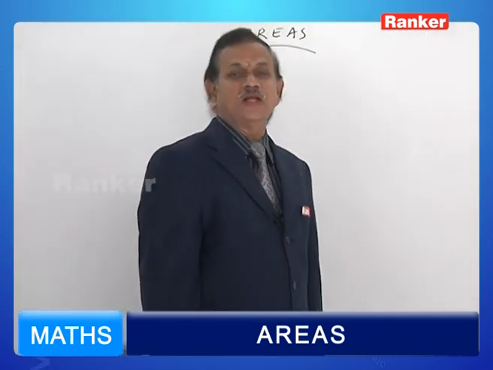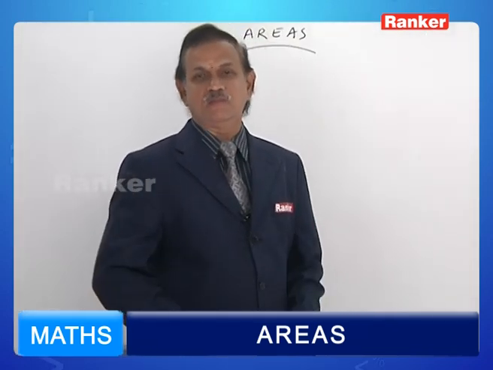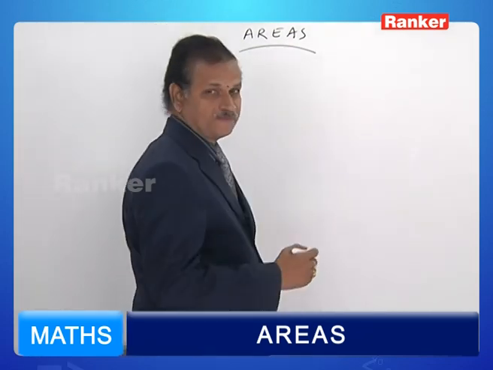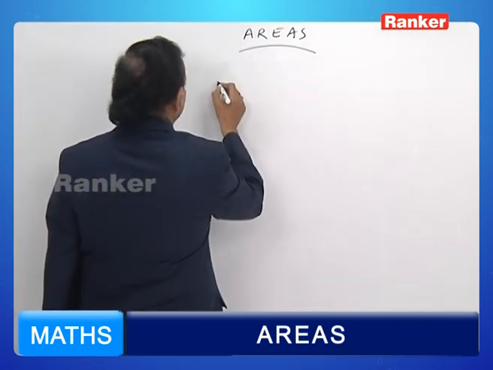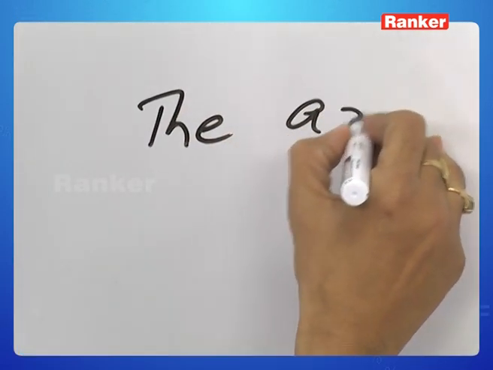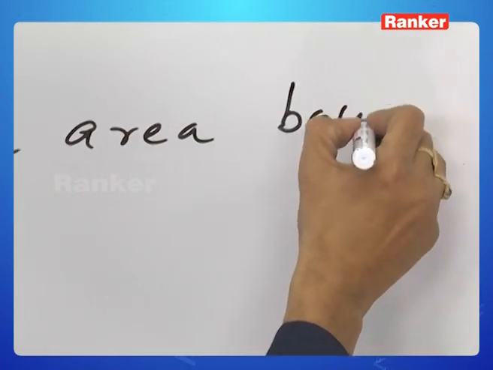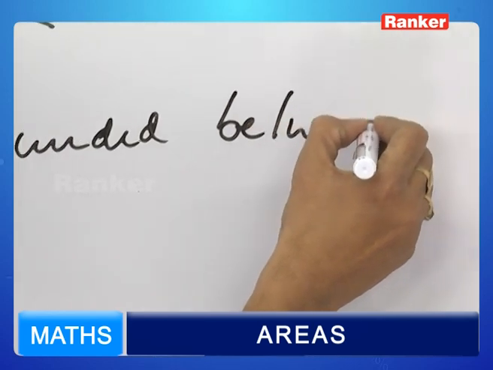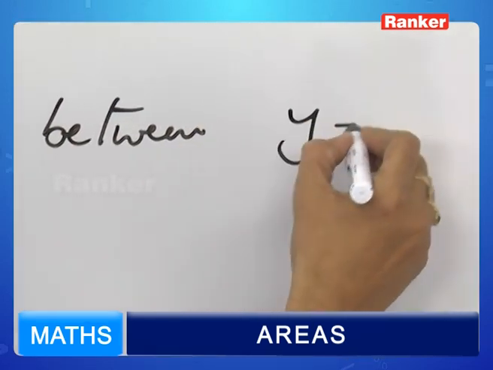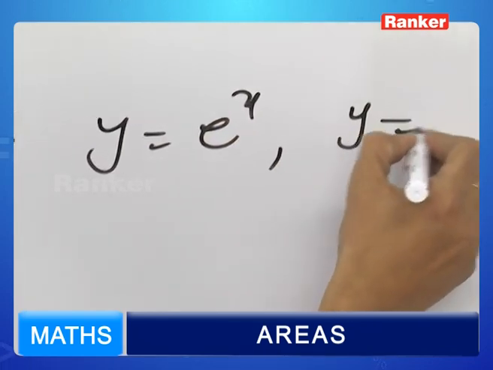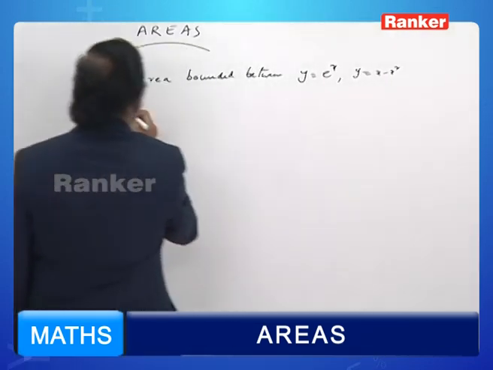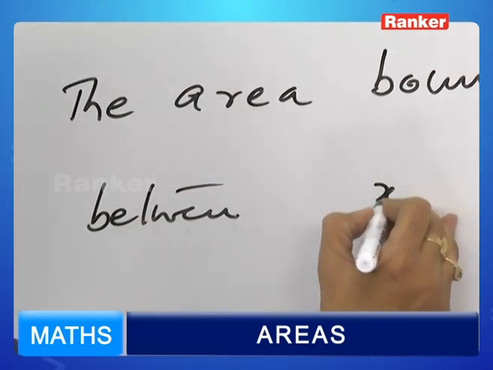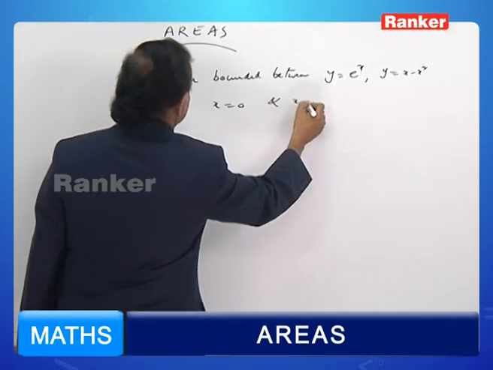In this session, we shall go through some more special problems in this heading, that is areas. The first problem is the area bounded between y is equal to e power x, y is equal to x minus x square, between the ordinates x equal to 0 and x is equal to 1.